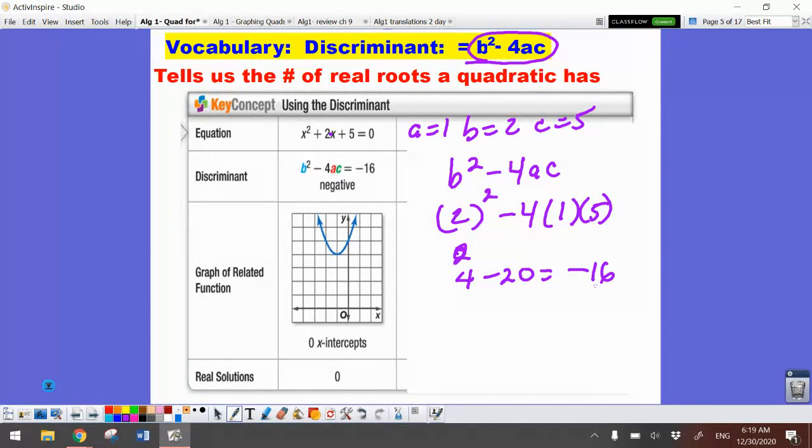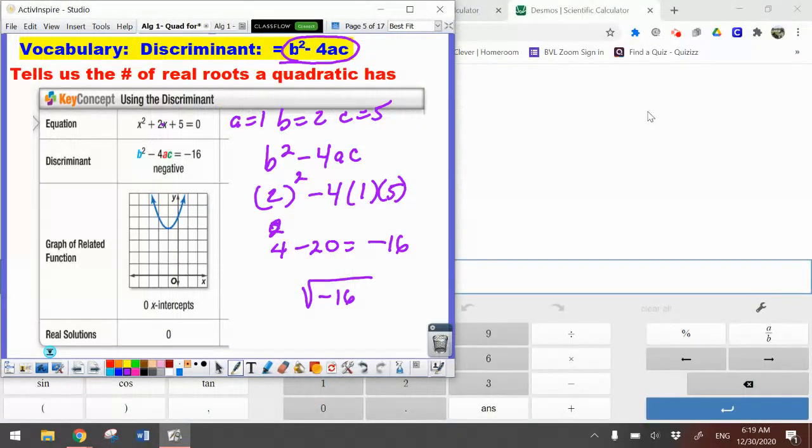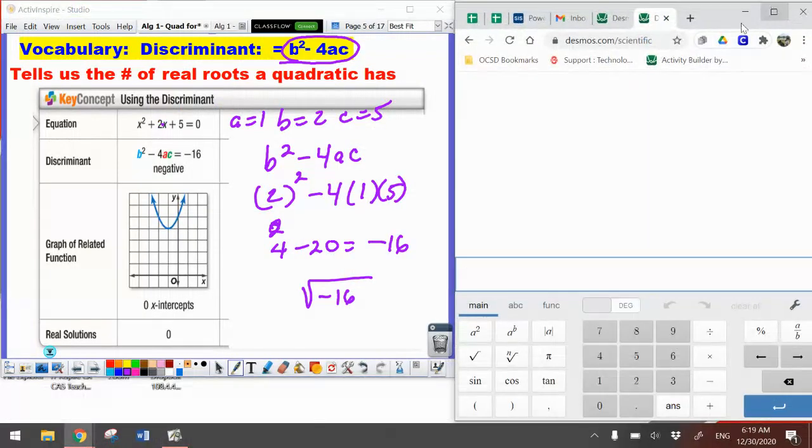Well, think about your formula. I have to take the square root of negative 16. Am I going to be able to take the square root of a negative number? Is that going to give me a numeric answer? So let's take a look at that. If I put in the square root of negative 16, it does not like that. It says undefined.